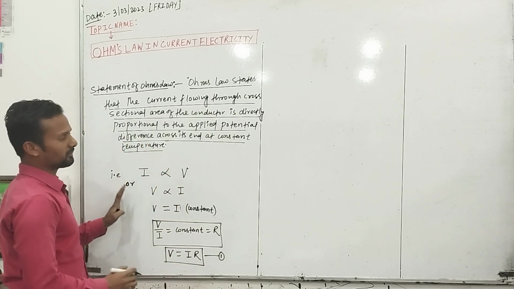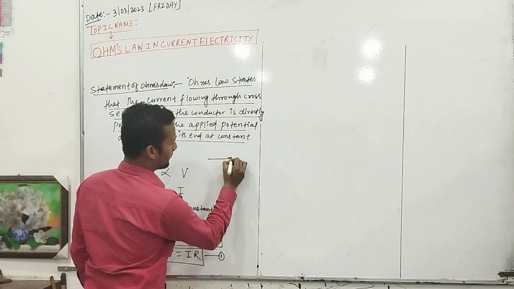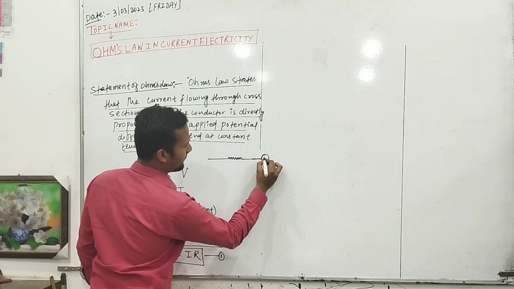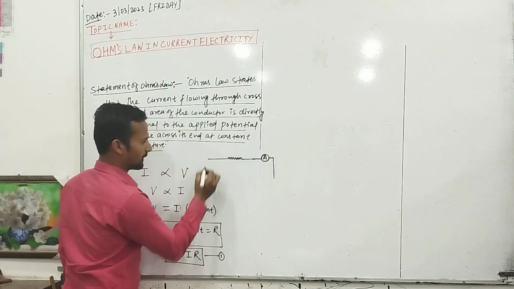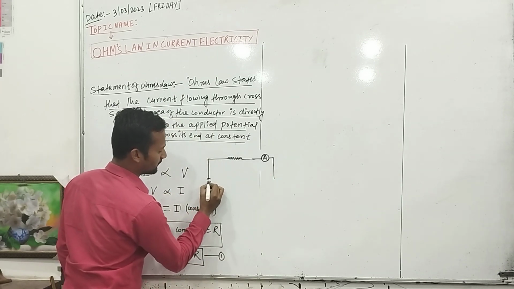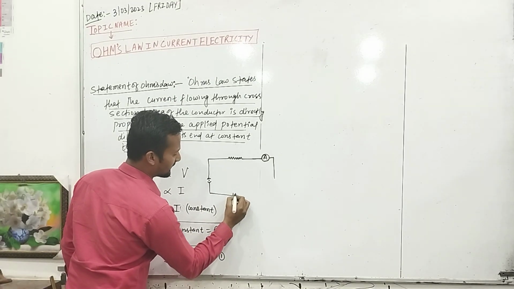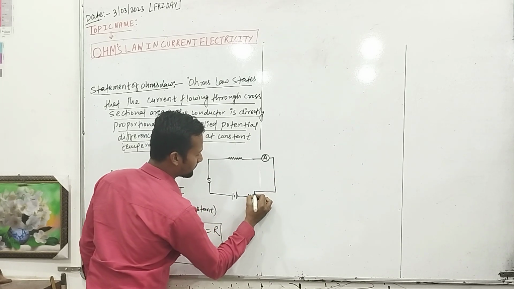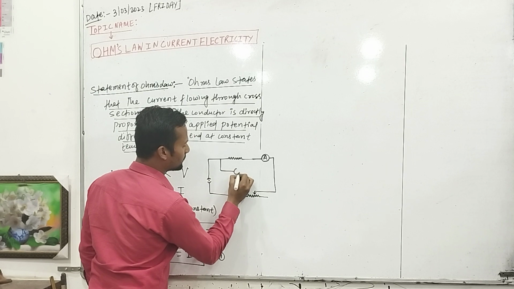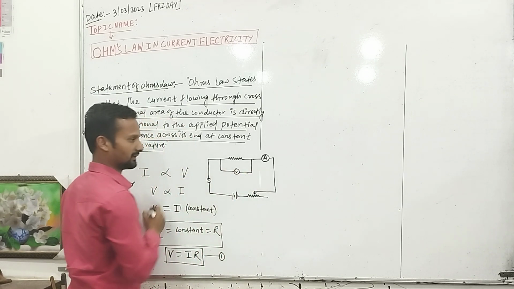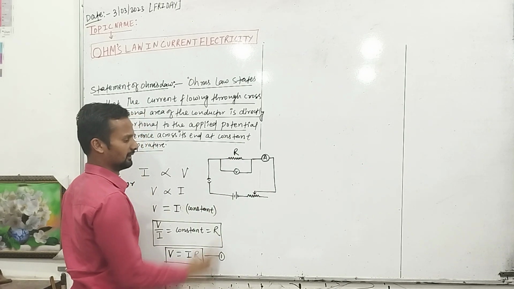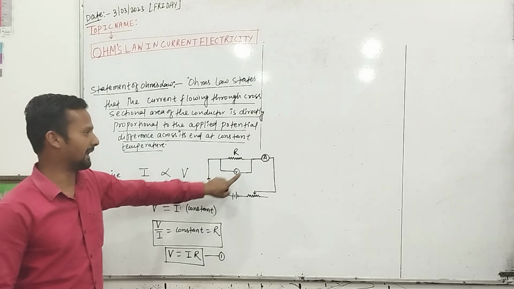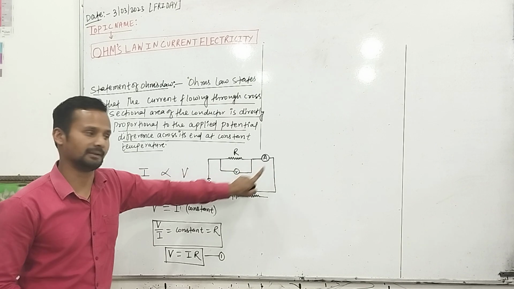So what does Ohm's law state? Suppose we have a conductor. Let us say this is our conductor, and there is an ammeter to measure the current. There is a key, there is a power source, that is a battery, a rheostat to vary the potential difference, and a voltmeter to study the potential difference across the conductor. So this is our resistance R. This is the potential difference measuring instrument called a voltmeter, and this is the ammeter, which is always connected in series.